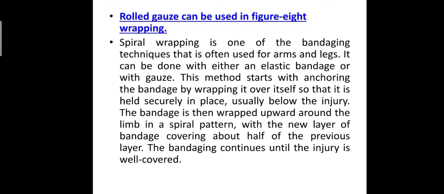Rolled gauze can be used in finger 8 wrapping. A spiral wrapping is one of the bandaging techniques that is often used for arms and legs. It can be done with either an elastic bandage or gauze. This method starts with anchoring the bandage by wrapping it over itself so that it is held securely in place, usually below the injury. The bandage is then wrapped upward around the limb in a spiral pattern, with each new layer of bandaging covering about half of the previous layer. The bandaging continues until the injury is well covered.